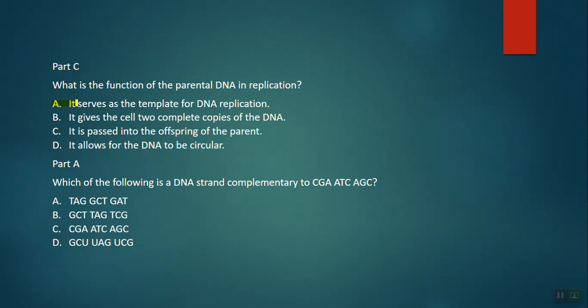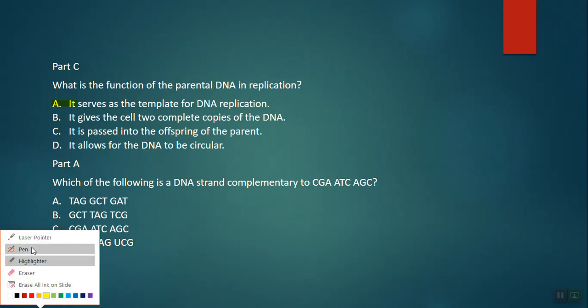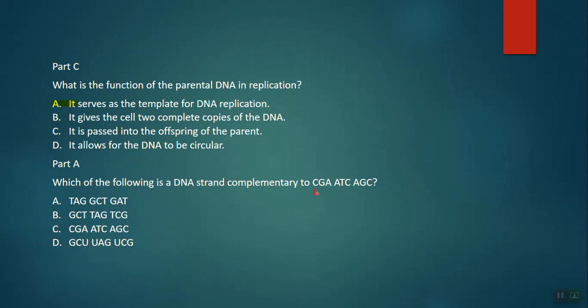Part A, which of the following is the DNA strand complementary to CGA, ATC, AGC? And remember, this is just straightforward A to T, C to G sort of business. Let's pull a pen out because it'll just be easier to write with a pen. C's partner is G, G's partner is C, A's partner is T. Remember, we're still in DNA, so there's not going to be any fancy U stuff happening yet. A's partner is T, T's partner is A, C's partner is G, A's partner is T, G's partner is C, and C's partner is G.